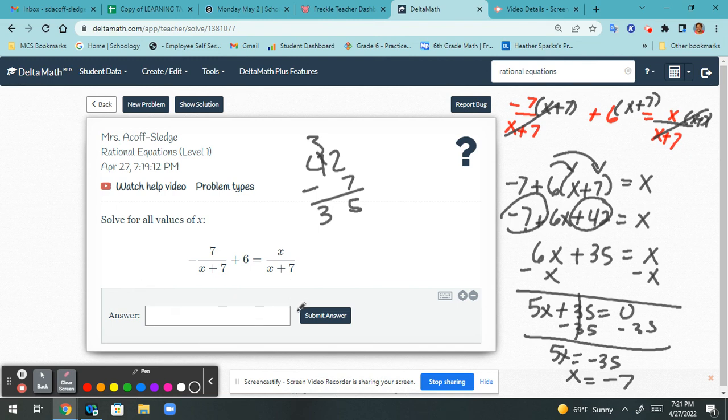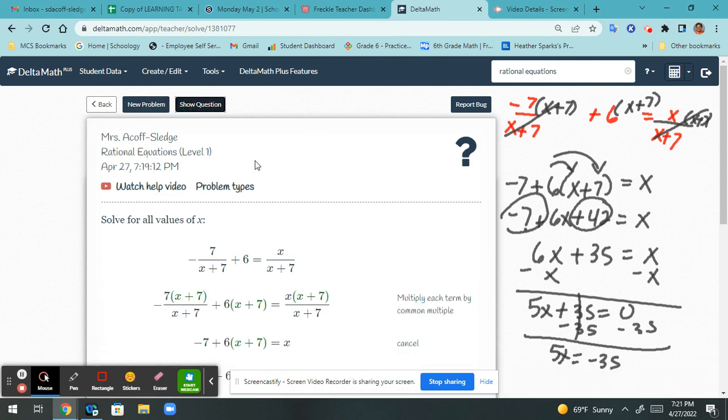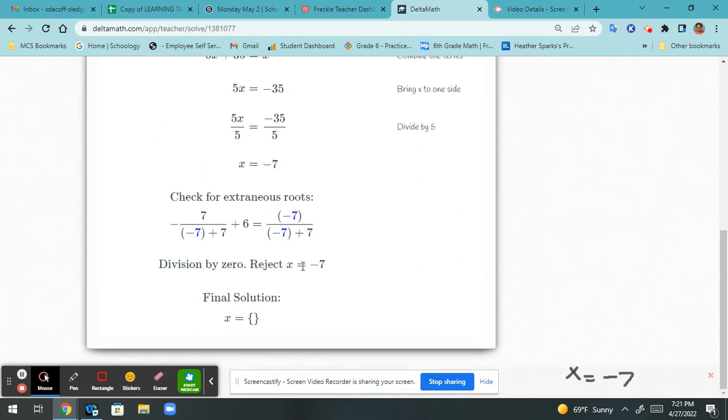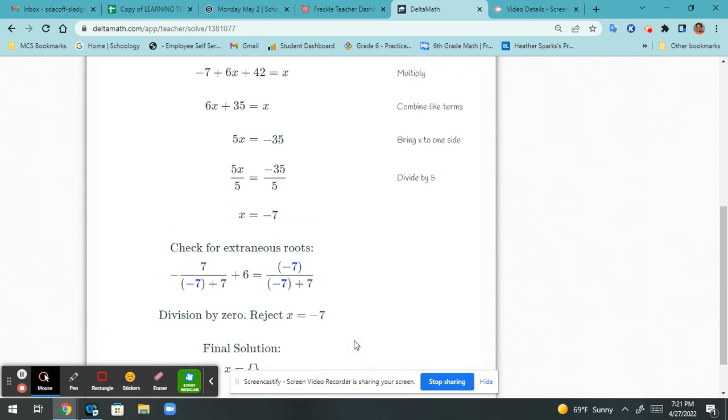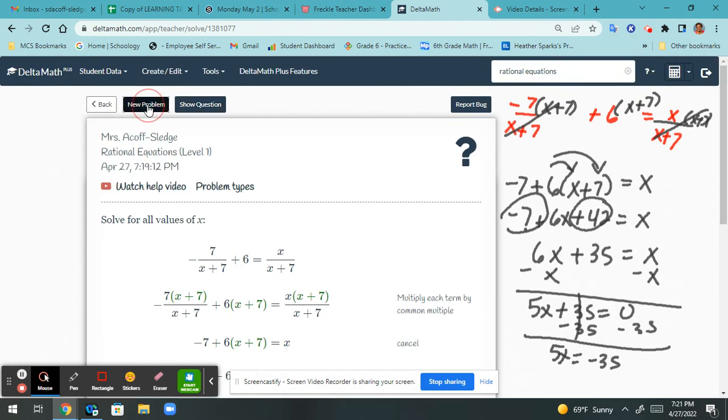No, that's a no solution, because it can't be equal to minus 7, because if x was equal to minus 7, it would make my denominator 0 in my original equation. So let me check my solution. That's an extraneous root. So yeah, I was correct.